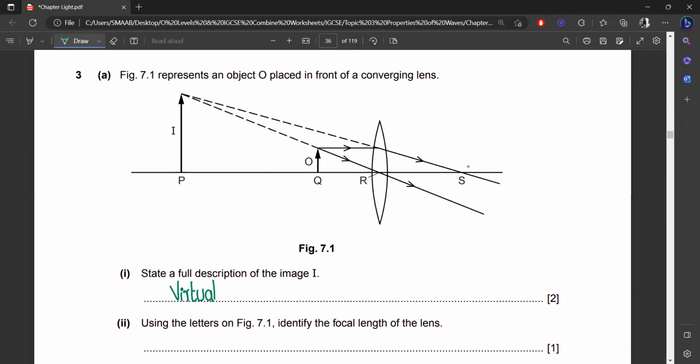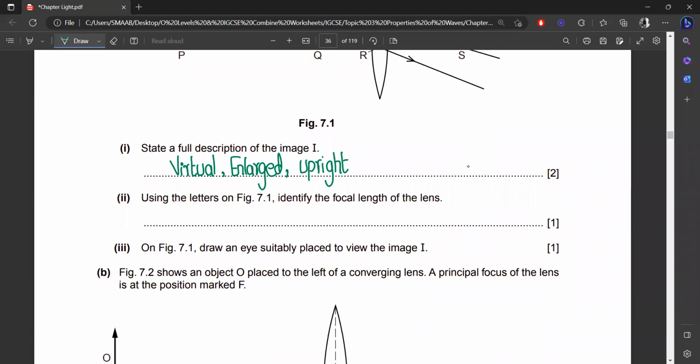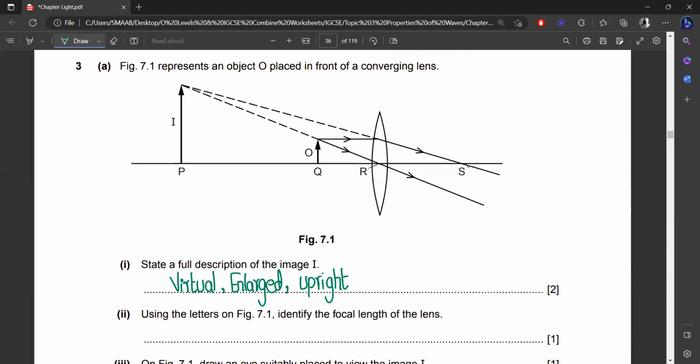Yes. And what will be the next property? Enlarged, yes, and upright, yes. So there are multiple options to write in this answer: virtual, enlarged, upright, or you can also write highly magnified. It's up to you. And using the letters on figure 7.1, identify the focal length of the lens. So what will be the focal length?